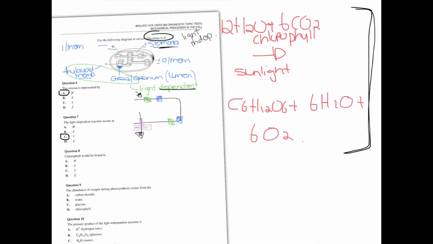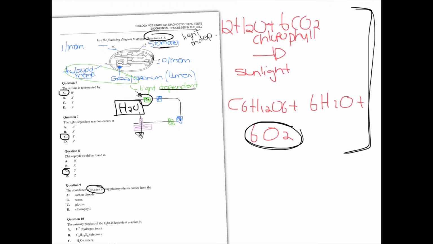Chlorophyll would be found in, remember, chlorophyll is here for light dependent, so again, that would be Y, so C. The abundance of oxygen during photosynthesis occurs from, so abundance of oxygen, this here. Now I want you to go back and think about the visual diagram that we had. Where does that oxygen come from? If you have a look at this diagram that I've drawn, remember we started with H2O in that box, and then we had those 2 electrons there.